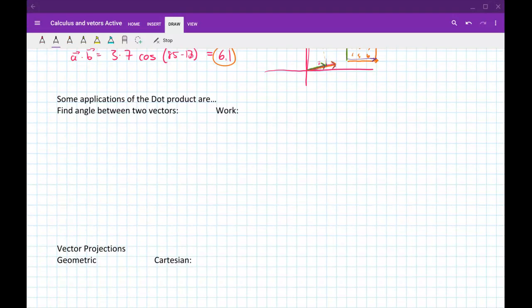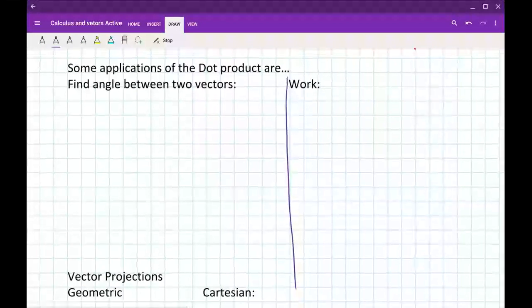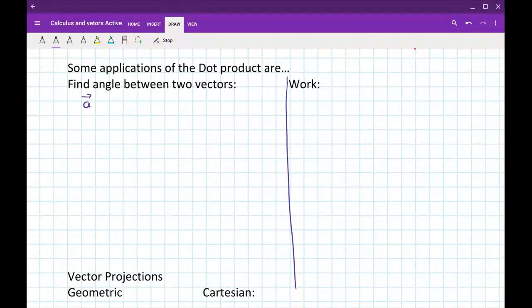All right, so we're looking at the applications of the dot product here. One of the things that you can do with the dot product is find the angle between two vectors, okay? And the reason is that A dot B is equal to the magnitude of A times the magnitude of B times cosine theta. And as you can see here, theta is the angle between the two vectors.